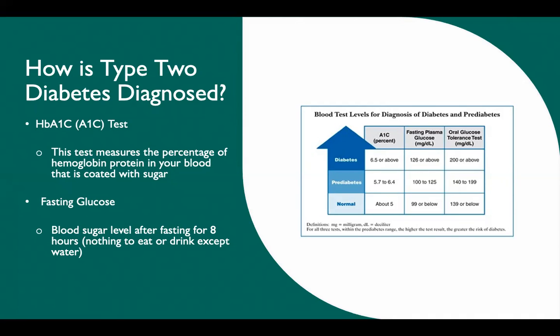And then for fasting glucose, this is when your blood sugar is taken after 8 hours of fasting. So you're not having anything to eat or drink except water for over 8 hours. For somebody without diabetes, a fasting glucose would be 99 or below. And for somebody with diabetes, it would be 126 or above.